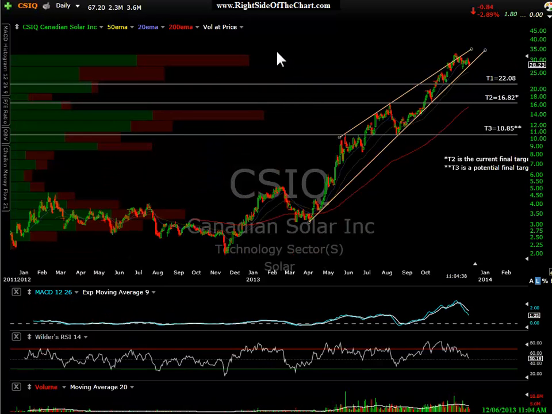This is CSIQ. We're looking at a daily chart again here. Canadian Solar. This is the one that was just added as a short setup today. That setup will be triggered on a break of this downtrend line.